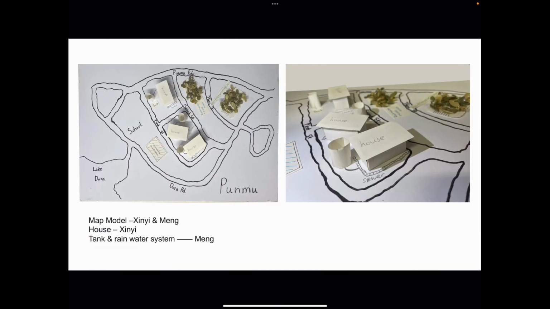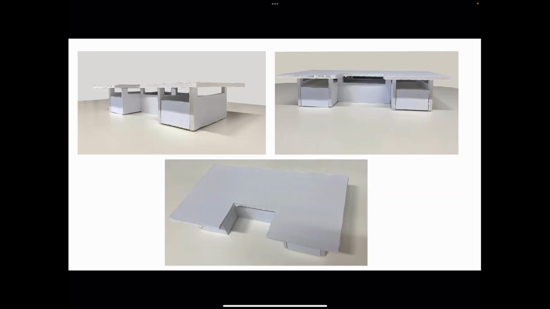This is the final prototype. The map model was worked on by me and Meng Yuan together to give a whole view of the community. She established a rainwater system. It could perfectly integrate with my design, providing my house a system to collect and filter rainwater, so we worked together to build the prototype. And this is my building prototype.